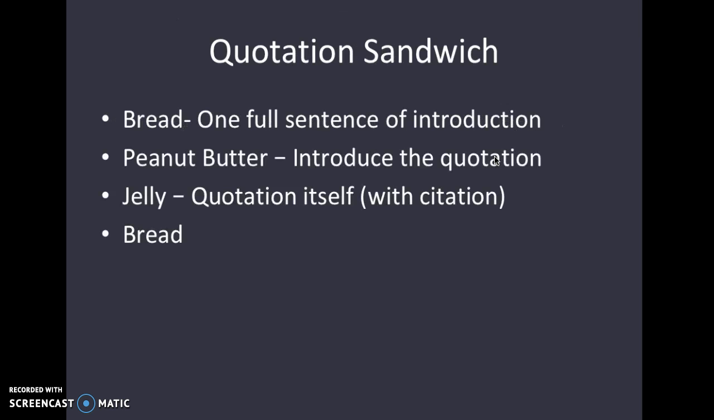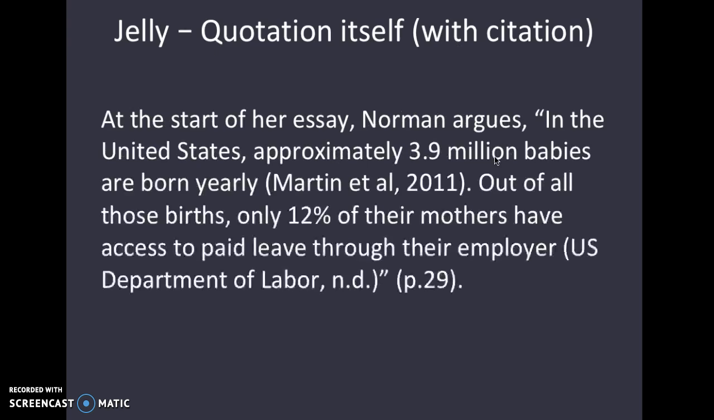The jelly, I'm sure you can imagine, is the quotation itself. Again, please be sure that it's cited correctly. If you have questions on how to cite things, we will be sort of going over that this semester, but please do not hesitate to ask me if you have questions. So looking at the peanut butter and jelly together, at the start of her essay, Norman argues, in the United States, approximately 3.9 babies are born yearly. Out of all those births, only 12% of their mothers have access to paid leave through their employer. Full quotation with the citation.